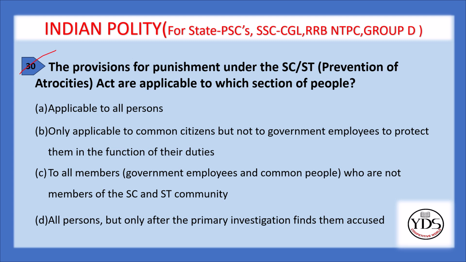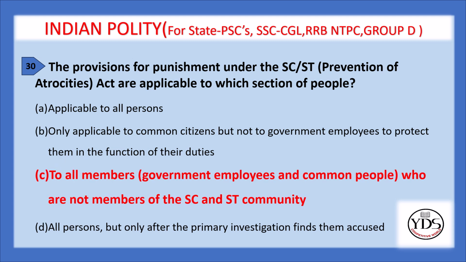Question number 30. The provisions for punishment under the SC/ST Act are applicable to which section of people? Option A, applicable to all persons. Option B, only applicable to common citizens but not to government employees, to protect them in the function of their duties. Option C, to all members, government employees and common people who are not members of the SC and ST community. Option D, all persons but only after the primary investigation finds them accused. Option C, to all government employees and common people who are not members of the SC and ST community is the correct answer.